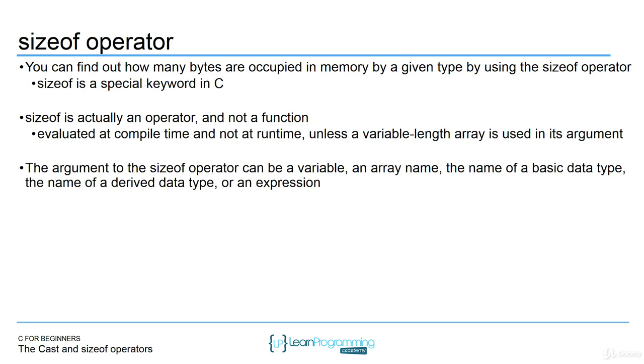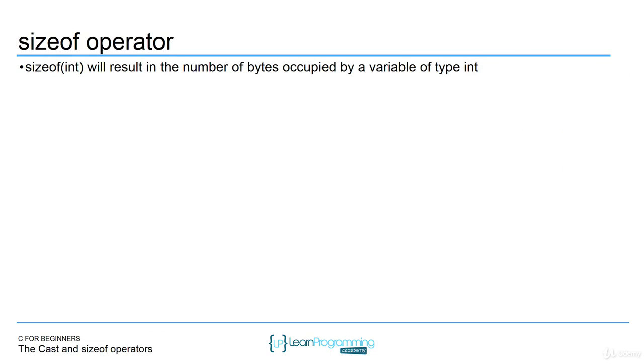The argument to the sizeof operator can be a variable, an array name, the name of a basic data type like int or float, the name of a derived data type, anything, or an expression. So you could say sizeof(x + y). And that's basically just going to give the size of the resulting number, right? If x is an int and y is an int, it would say this is an int, 4 bytes. If one was an int, one was a float, and the result was floating point arithmetic, then it'd be, float is 8 bytes or something.